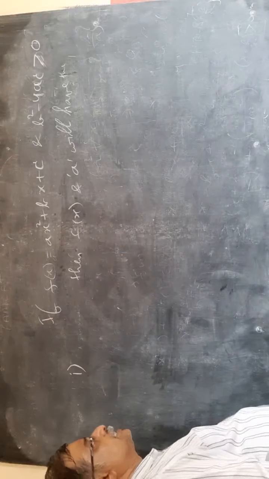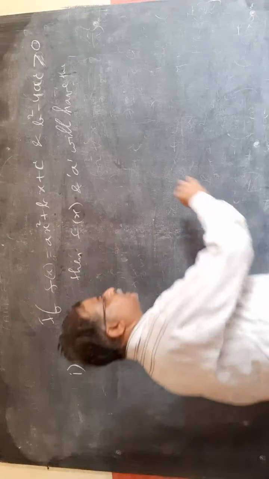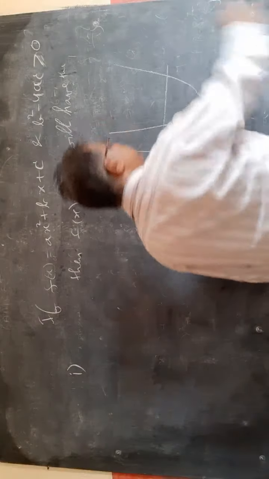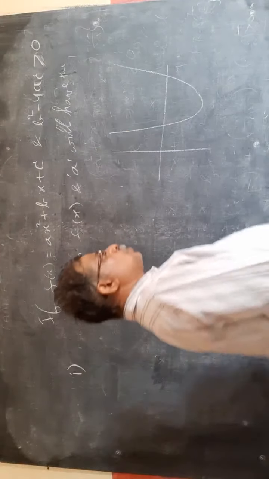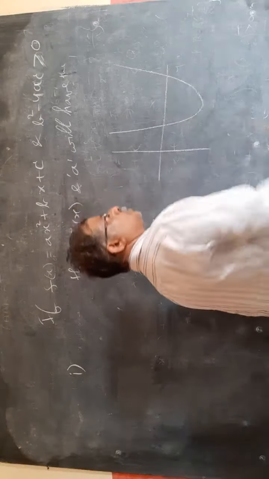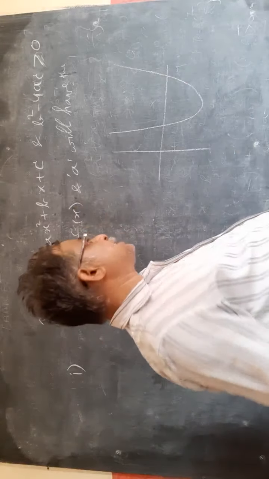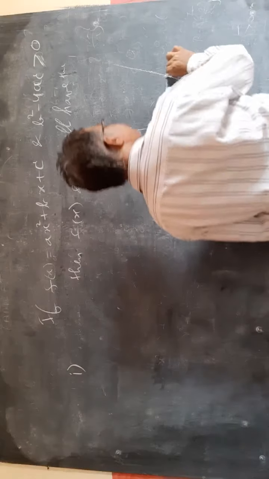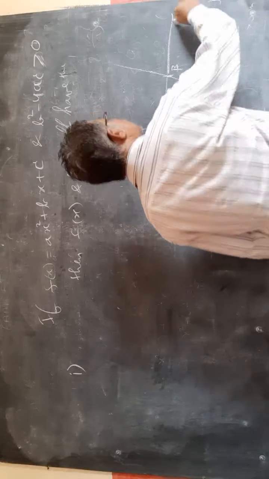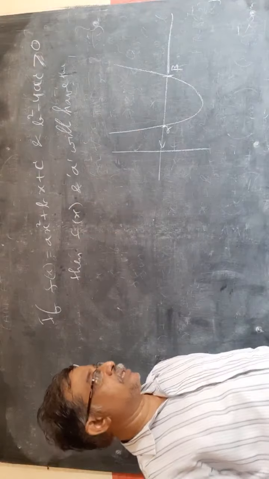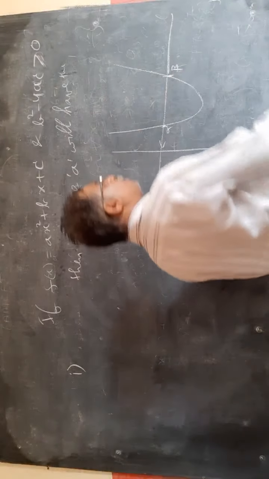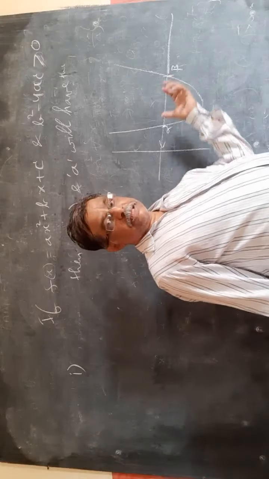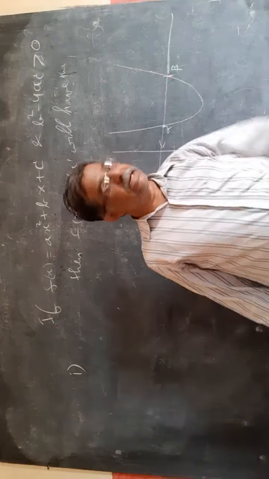First condition is more than 0. What is meant by more than 0? B square minus 4ac more than 0 means it contains two real roots. Means x can be on this side of alpha, or x can be on this side of beta. What happens if x lies between alpha beta? What happens if x is on this side of alpha or that side of beta?